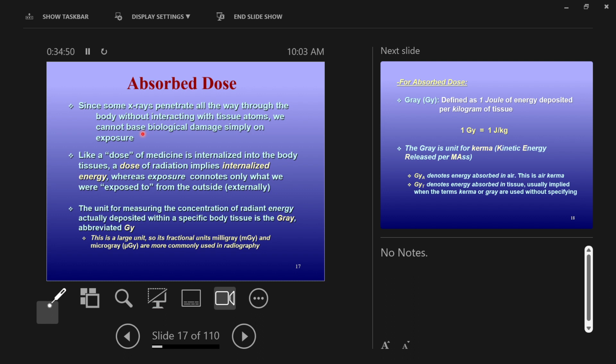But the point is that if you expose yourself to some amount of medication, it will not all be absorbed within your body. You will not receive the entire dose that you were exposed to. We don't use terms like that really, but it works the same with radiation. You're exposed to some amount, you won't absorb it all. So absorbed dose will be a little bit different than exposure. The unit for measuring absorbed dose, or the concentration of radiant energy deposited within a body tissue, is the gray. So we're seeing the gray showing up again.